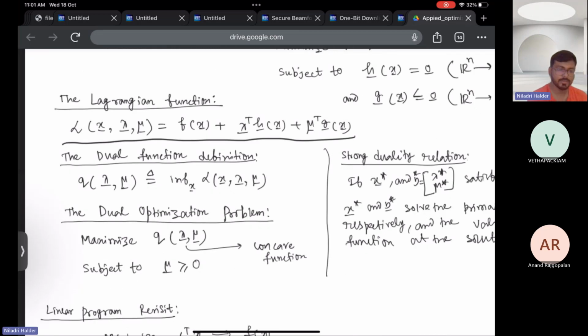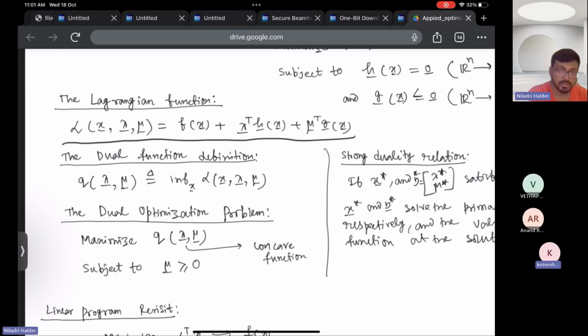Suppose there is a function f(x), and we need to find its dual function. For that, first we need to calculate the Lagrangian of x. The Lagrangian is equal to f(x) plus lambda transpose h(x) plus mu transpose g(x). Then the dual function will be the infimum of this Lagrangian with respect to x. So that is the dual function.